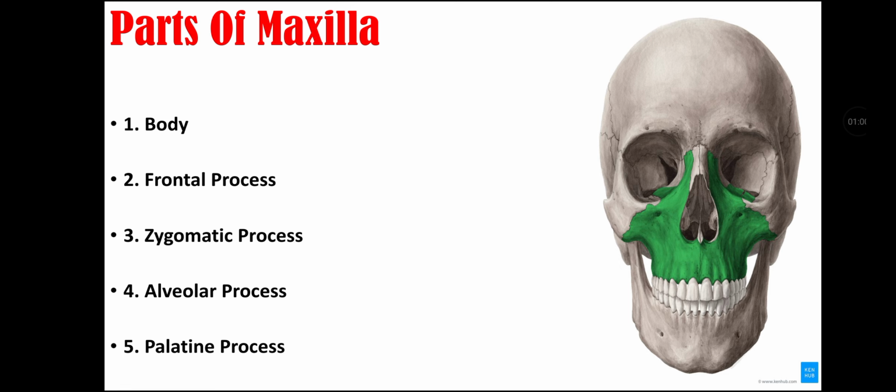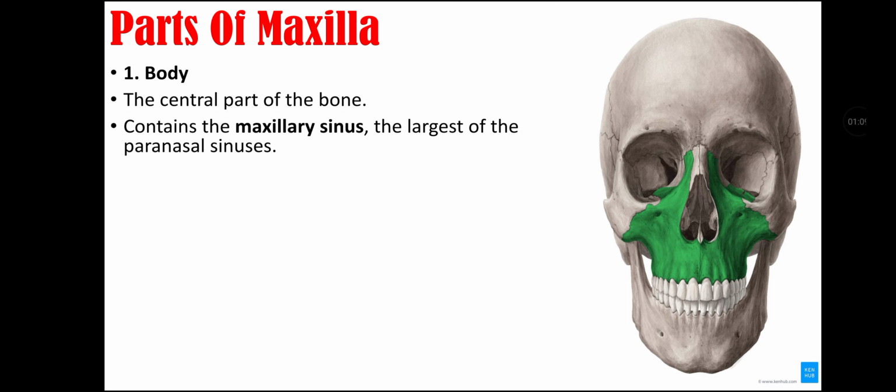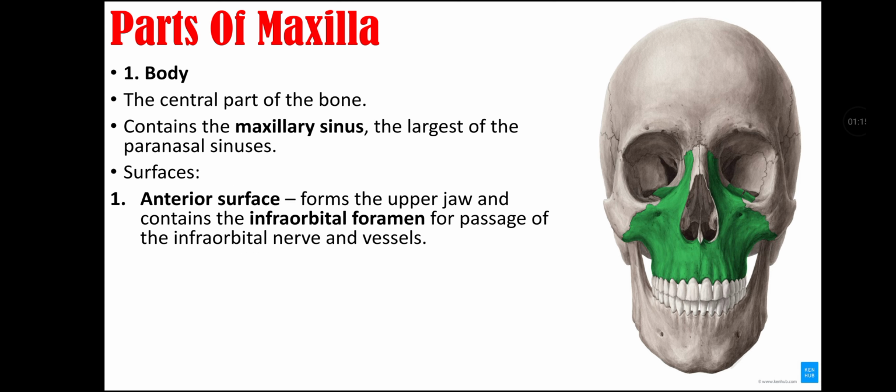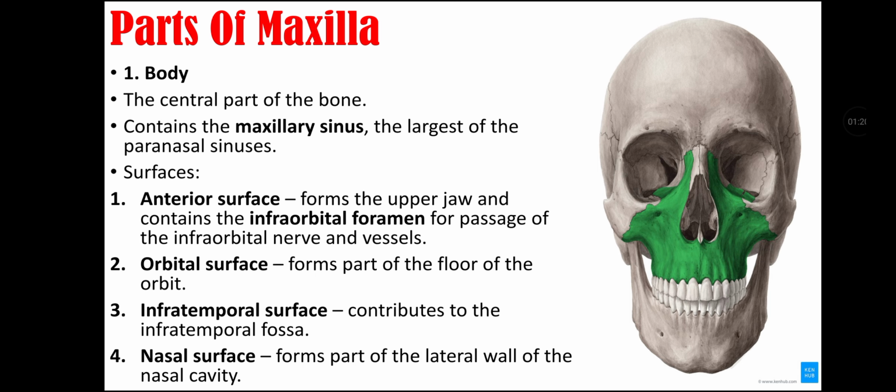Now let's talk about these parts of maxilla one by one. So first part of maxilla is its body. It is the central part of the bone. It contains the maxillary sinus, that is the largest of the paranasal sinuses. Surfaces of the body of maxilla include anterior surface, orbital surface, infratemporal surface and nasal surface.